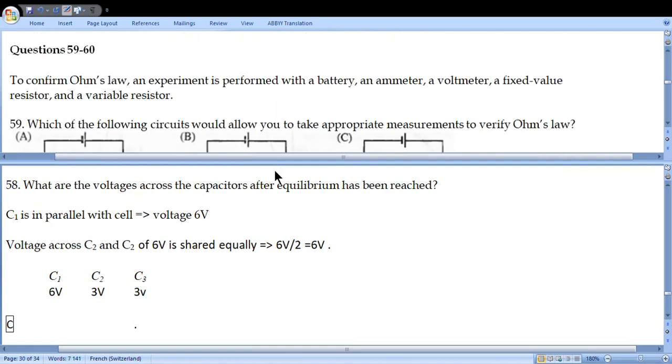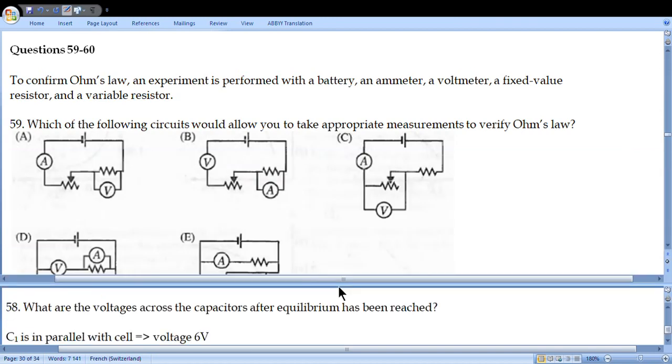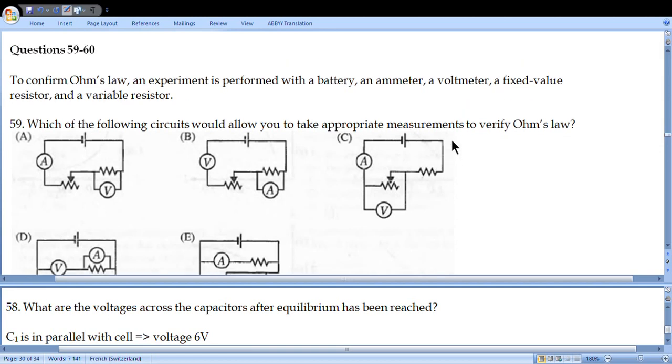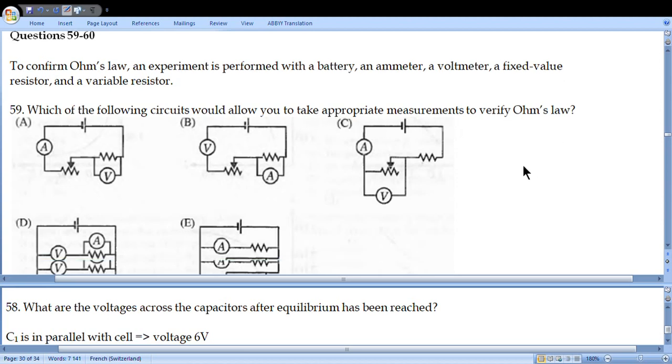59-60. To confirm Ohm's law, an experiment is performed with a battery, ammeter, voltmeter, fixed value resistor, and variable resistor. Which of the following circuits would allow you to take appropriate measurements to verify Ohm's law?